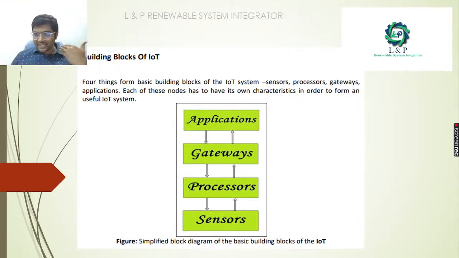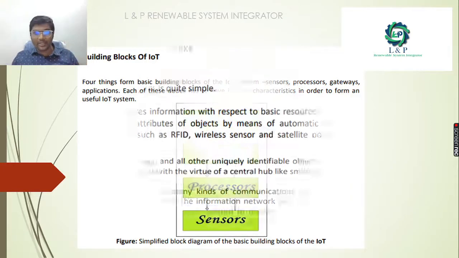As we discussed already in part 1, the building blocks of IoT are the sensor, processor, gateway, and the application. The processor and sensor have bidirectional communication with each other, the gateway and the processor also have bidirectional communication, and the application also has bidirectional communication.